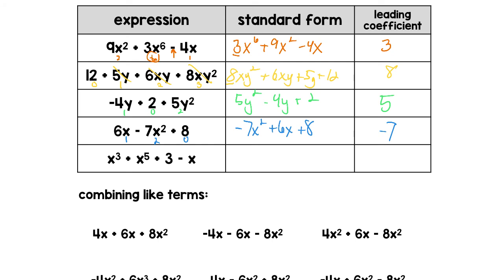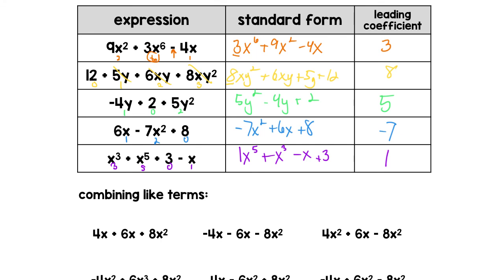Last one, pause and try it. Let's look at the degrees. 3, 5, 0, 1. So we've got x to the 5th plus x to the 3rd minus x plus 3. Leading coefficient, since there is 1, there's an imaginary 1 there, and that's the leading coefficient.